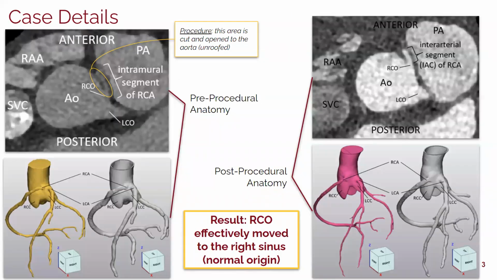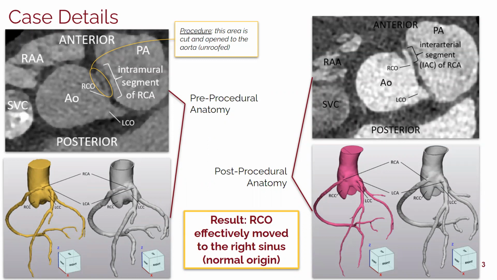More of the anatomical details can be seen here. It can be hard to tell what is going on from the CT images themselves, so the main takeaway here is that the right coronary ostium, the RCO, has moved farther away from the LCO in the post-procedural anatomy. This is due to the unroofing procedure, which opened the intramural segment's shared wall between the aorta and the RCA, which is shown in the yellow circle.